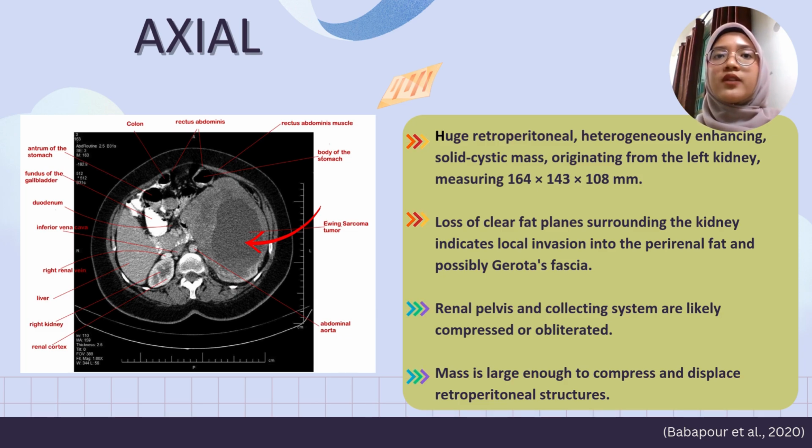Then, the renal pelvis and collecting system may be compressed or obstructed, resulting in impaired urine drainage and kidney function loss. So, this mass is large enough to compress and displace retroperitoneal structures such as spleen, pancreas, bowel loops, and major vessels.